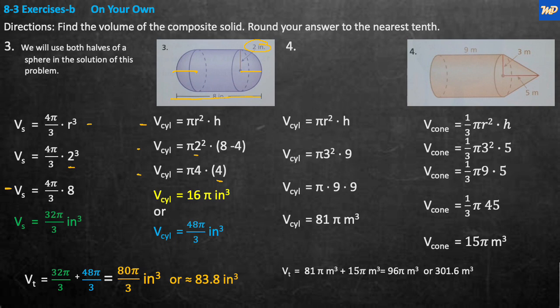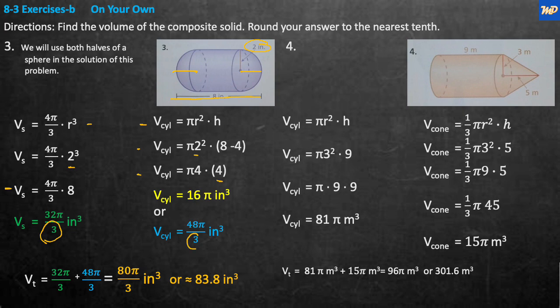The volume of the cylinder is 16 pi, again leaving pi in the answer, inches cubed. The exact answer, 16 pi inches cubed. Or we can write it as 48 pi over 3 inches cubed. Why did I do that? I just changed the format of this fraction, and the reason is because the volume of the sphere is divided by 3.